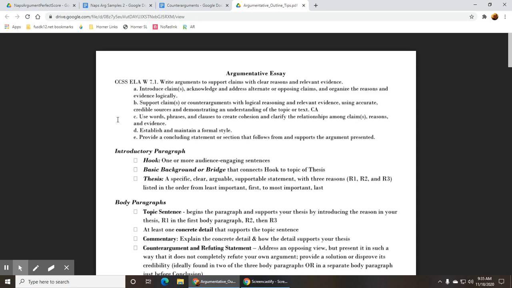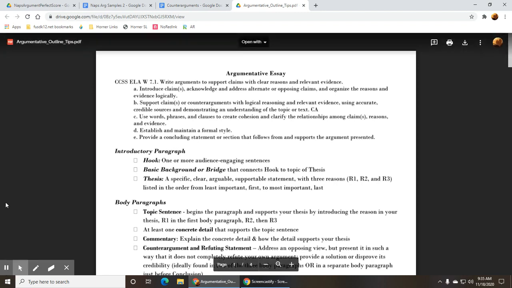We use words, phrases, and clauses to create cohesion, to make everything flow and connect, to clarify relationships among claims, reasons, and evidence. We establish and maintain a formal style, and we provide a concluding statement or section that follows from and supports the argument presented.